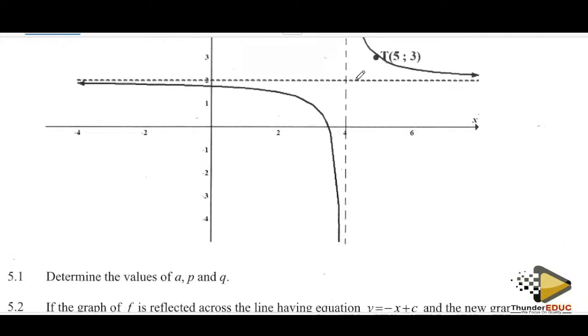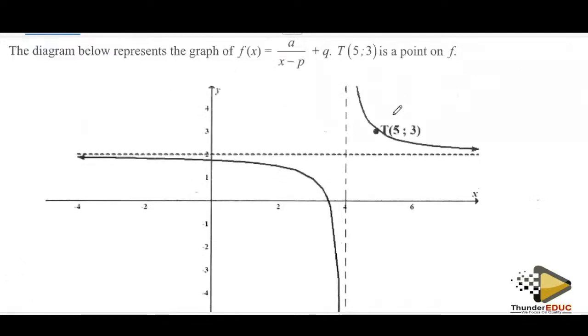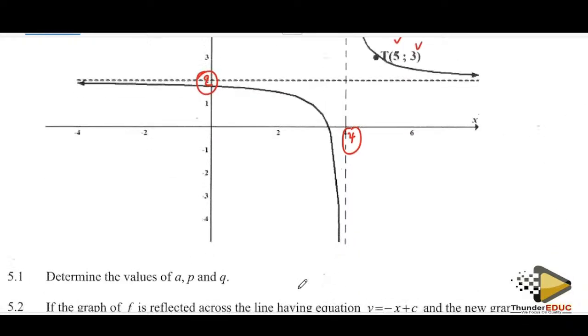We don't know the asymptotes. Yes, yes. But we have 5, we have 3. Okay. No, we know the asymptotes, guys. This is a 4, as much as it's faint. This is a 2. Okay, so we have our asymptotes. What do they want? They want us to get A, P, and Q.